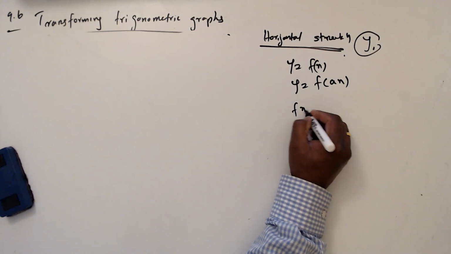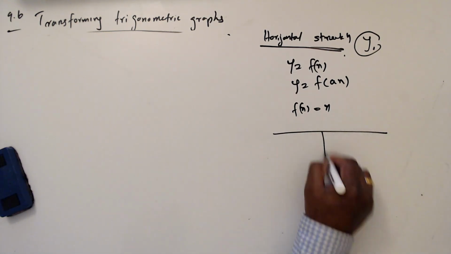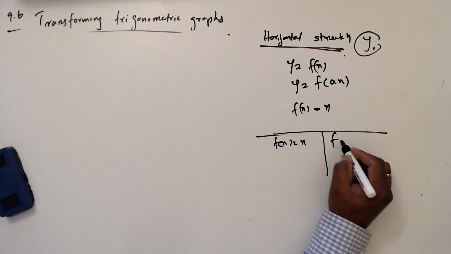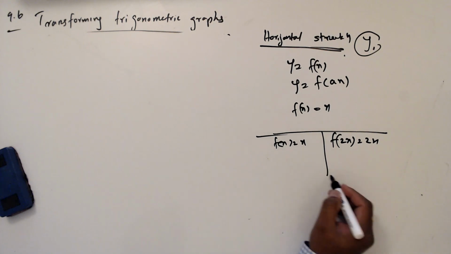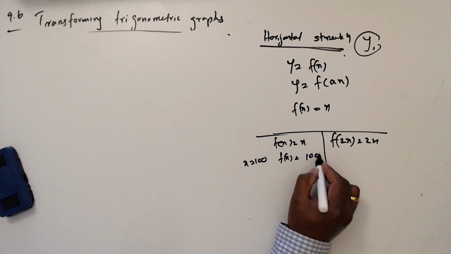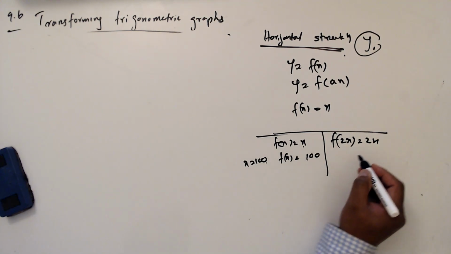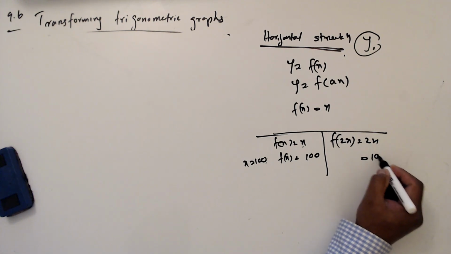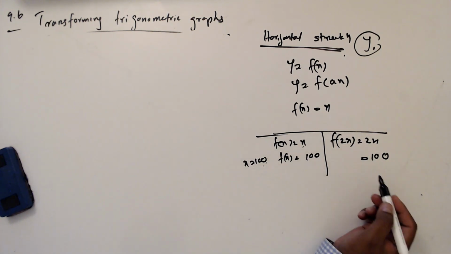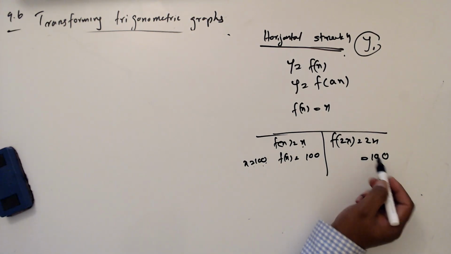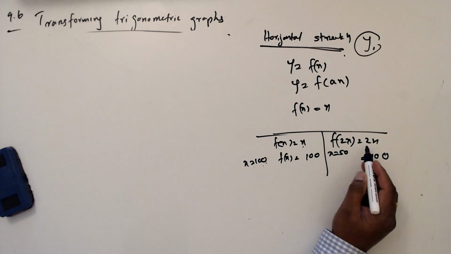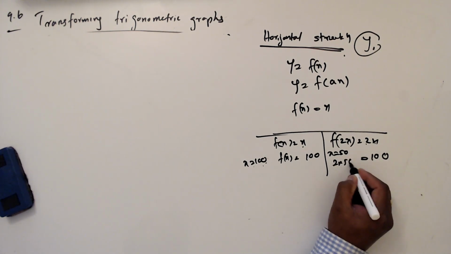For example, assume f(x) equals x. So this is f(x) equals x. I will consider f(2x), which is 2x. Now when x equals 100, f(x) equals 100, because the x value is 100. Now to get 100 from f(2x), I need to put not x equal 100, but x equal 50. 2 times 50 is 100.